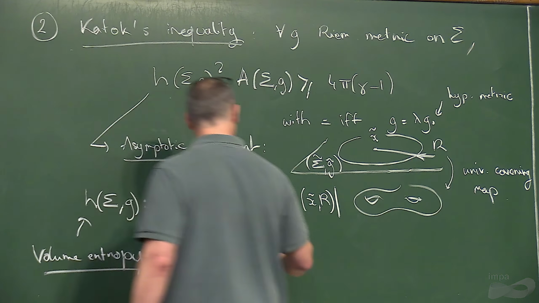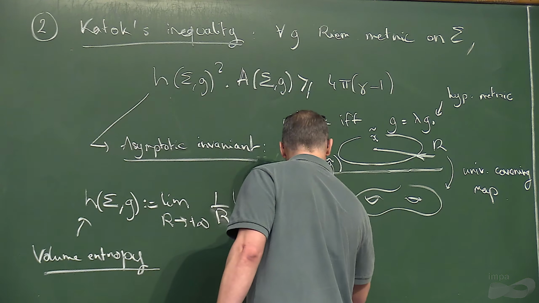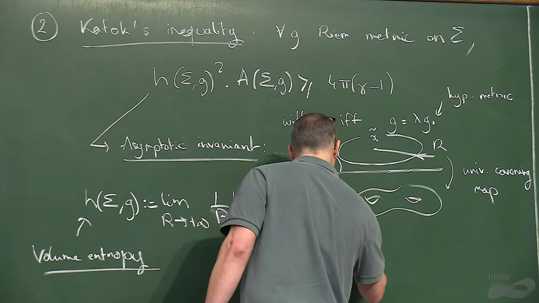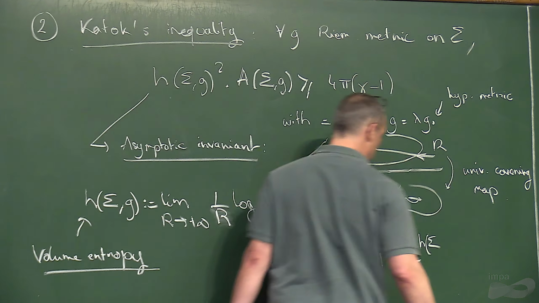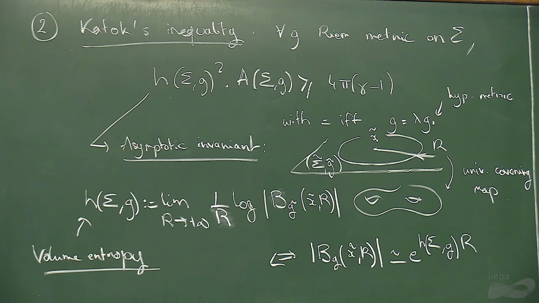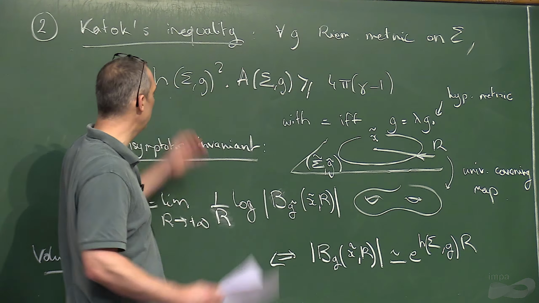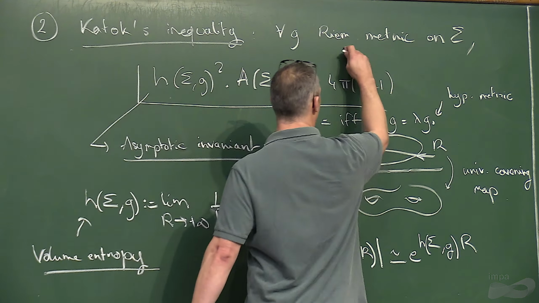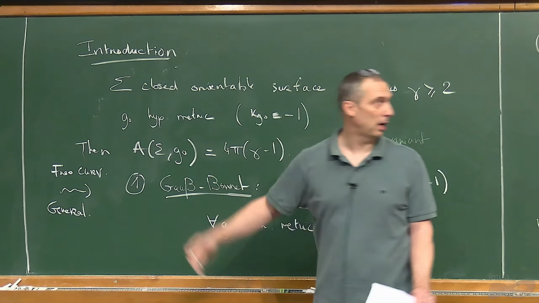So in fact, this means that this is equivalent to saying that the area of my ball of radius r in the universal cover behaves more or less like the exponential of the entropy times r. Okay? So this is the factor that appears when you are writing the area like this. So you have this beautiful inequality, which holds for any Riemannian metric. And why is this a generalization of these hyperbolic identities?